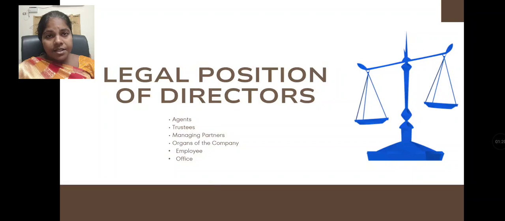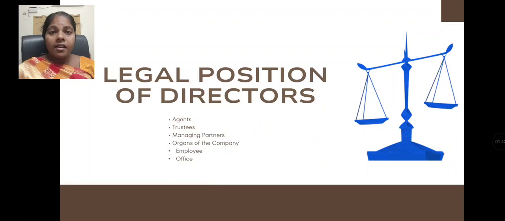Next, he acts as a trustee. He is a person who manages the affairs of the company. He manages the securities. He manages the assets of the company. He acts as a trustee for the assets of the company. Next, a director acts as a managing partner, by which he manages the entire affairs of the company.